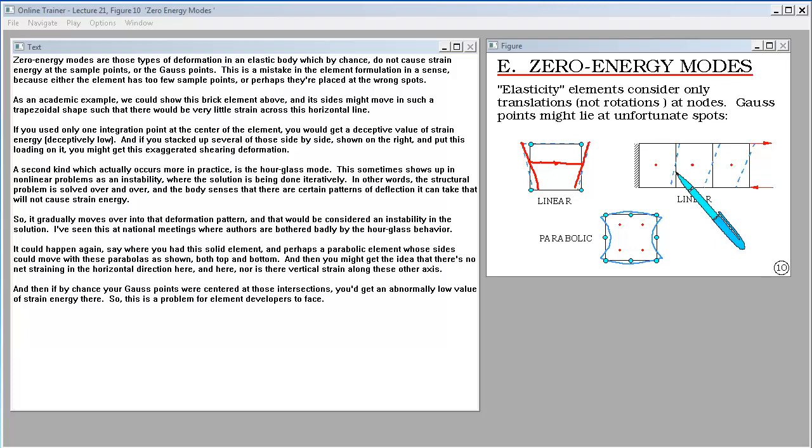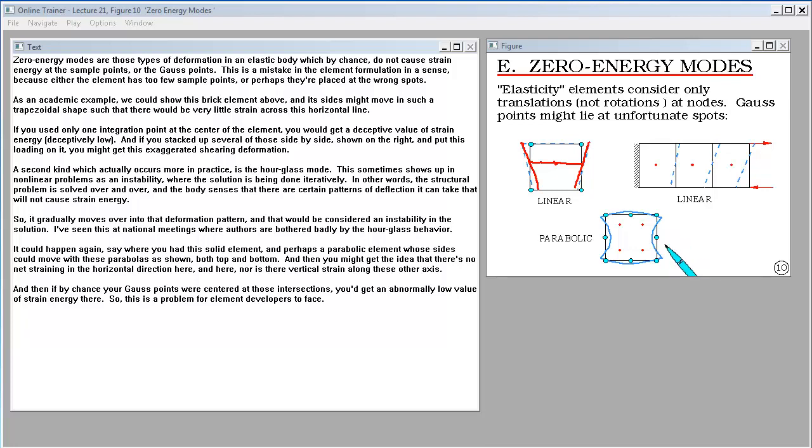A second kind, which actually occurs more in practice, is the hourglass mode. This sometimes shows up in nonlinear problems as an instability, where the solution is being done iteratively. In other words, the structural problem is solved over and over, and the body senses that there are certain patterns of deflection it can take that will not cause strain energy. So it gradually moves over into that deformation pattern, and that would be considered an instability in the solution. I've seen this at national meetings where authors are bothered badly by the hourglass behavior.